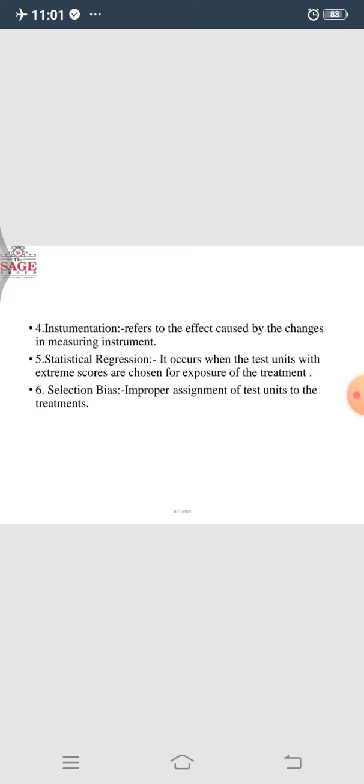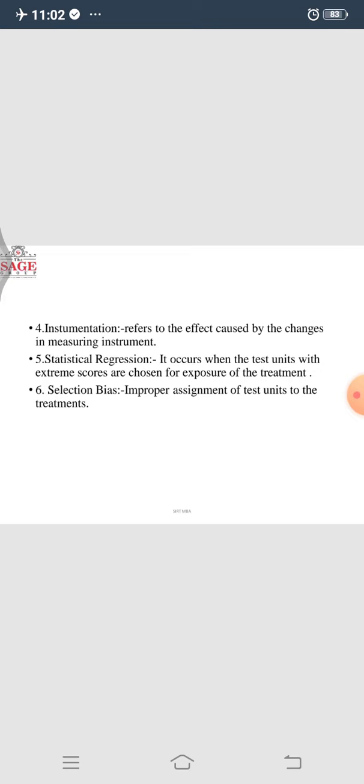Instrumentation refers to the effect caused by the changes in the measuring instrument. Whatever method or whatever instrument we are using to understand the effect, it has to remain the same. Otherwise, it has an error. Like weighing machines also, if we use a different weighing machine at different hospitals, we might have an error of a few kilograms. So this also has an impact on the internal validity.